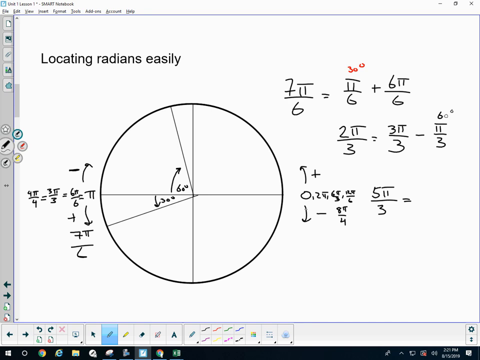Knowing that when I subtract, I go clockwise, I could start at 6 pi over 3, subtract a pi over 3, and boom, I create a 60-degree reference angle again. And here is 5 pi over 3.